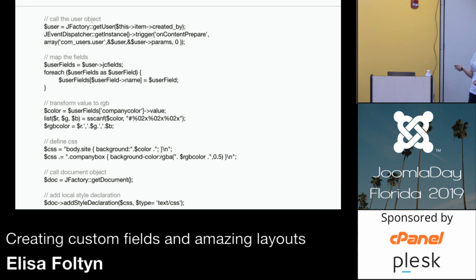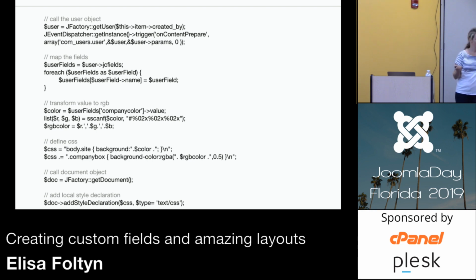Here in this example, I mapped the fields. This mapping is important if you don't want to use the ID, but the alias of the field. Then I transform the value to RGB, and how to do that, I Googled it. Yeah, it's not in my head, it's Google.